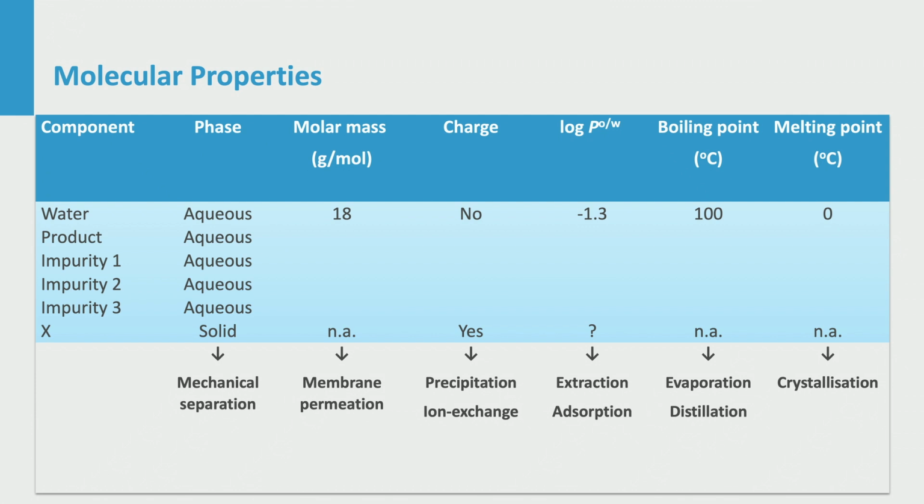If we see key differences between physical properties, the bottom row shows separations that can exploit those. Log P octanol water is a measure of hydrophobicity. Boiling and melting points give hints about distillation and crystallization options. Actually, volatilities and solubilities of components in a mixture are needed, but these are more difficult to find. Later, the use of the table will be demonstrated for the PDO case. For now, we will shortly introduce some molecular separation techniques.